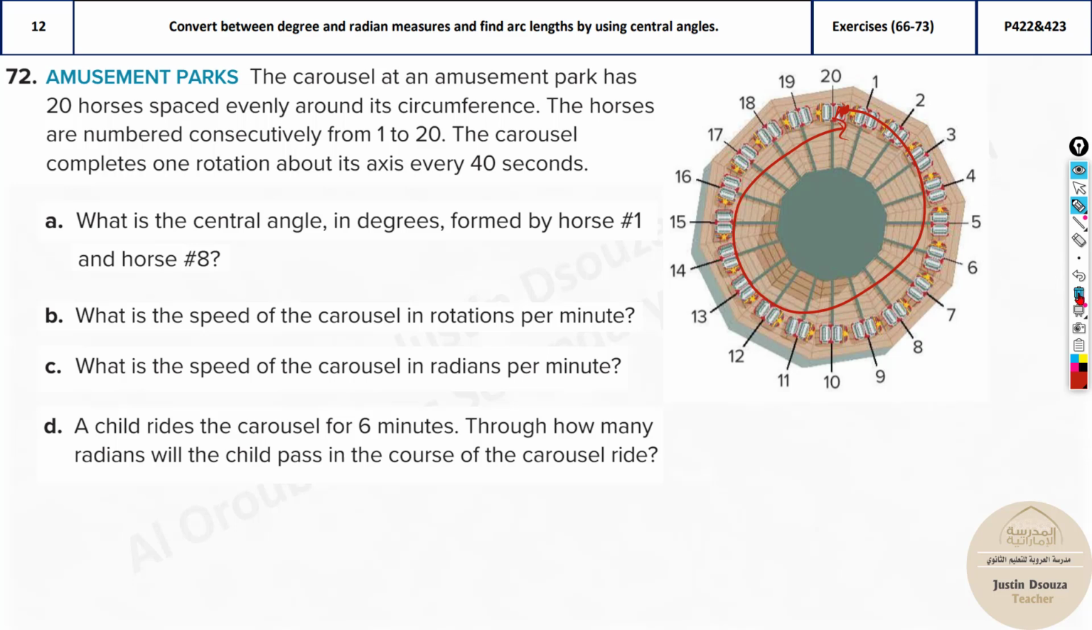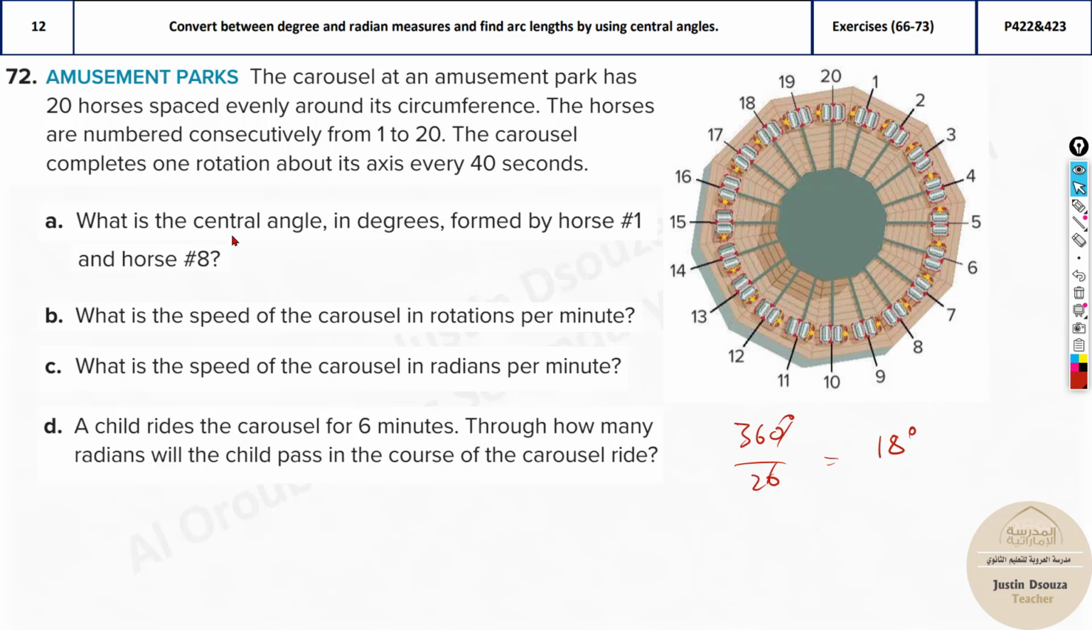Okay. Then what is the central angle? We have to find the angle. It's very simple. What's the total angle? 360 degrees. How many horses are there? 20. So what is the angle at each point? 360 divided by 20 is 18 degrees. That's it. So that would be the first answer.